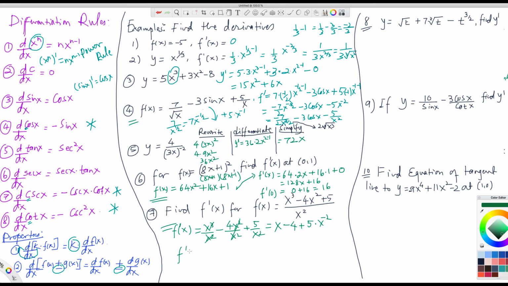Now what will be f prime of x then? Here I didn't find the derivative. I rewrote the function f of x. Okay. Now I find the derivative. What is the derivative of x? It is 1, minus derivative of 4 is 0, and then plus 5 times the derivative of x to the negative 2, which is like x to the n, right? So n is negative 2 and then x to the negative 2 minus 1. That will become 1 minus 10, because this is gone, right? So 5 times negative 2 is minus 10, x to the negative 3. So that can be written as 1 minus 10 over x cubed. So this is the final form of the answer.